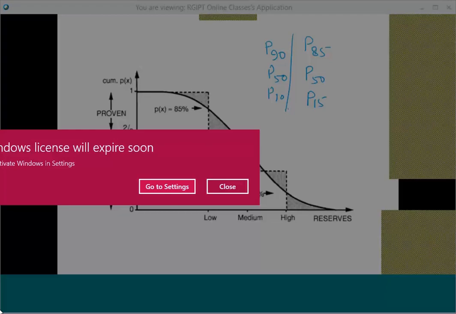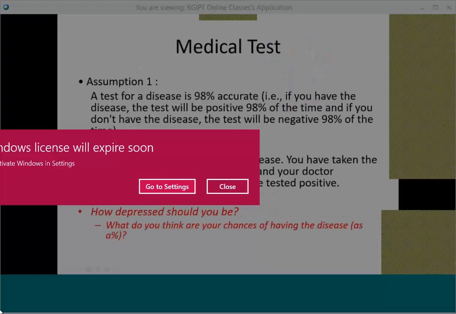So when we say either P90 or P85, what does that mean? That there is an 85% chance that you will have this P90 or P85 reserves or higher. Okay, look at this one. I go back to that slide once again.